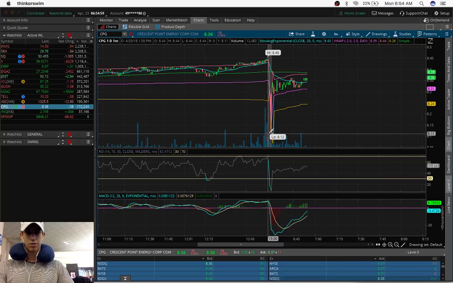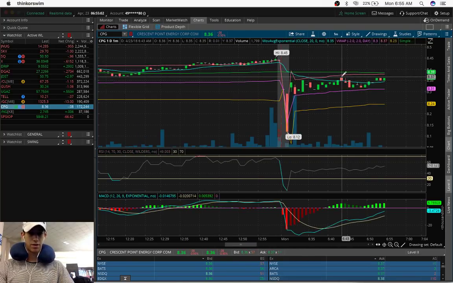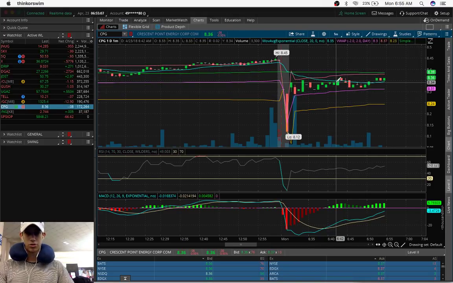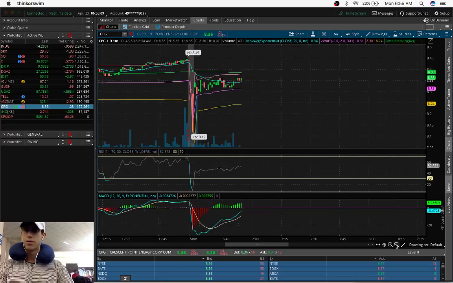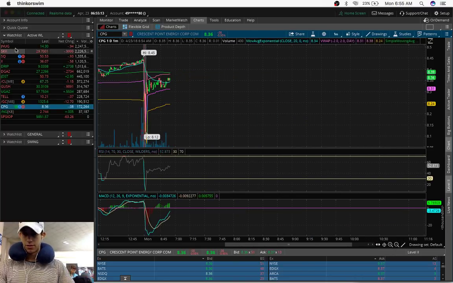So let's take a look at that. You had a pretty solid drop. It looks like right before the market opened, actually. And then it started to recover, and now it's trading in between the middle VWAP and top VWAP, which is actually a pretty good sign. So let's see.